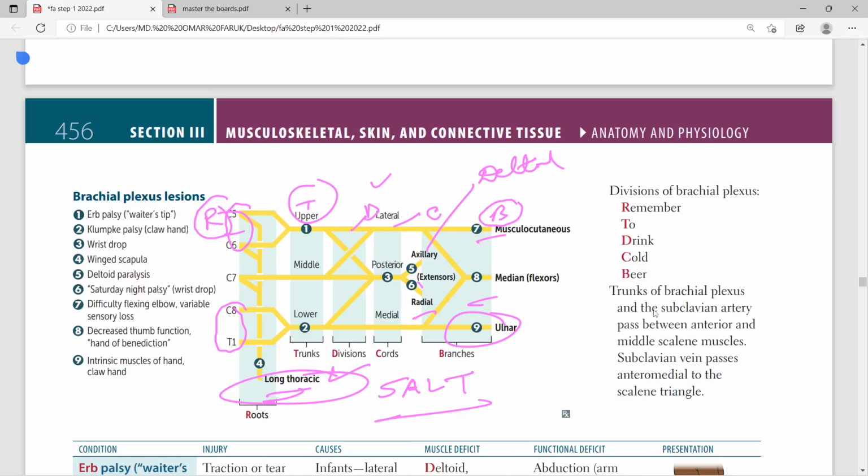Trunk of the brachial plexus and the subclavian artery pass between the anterior and middle scalene muscle, and the subclavian vein passes anteromedial to this scalene triangle.